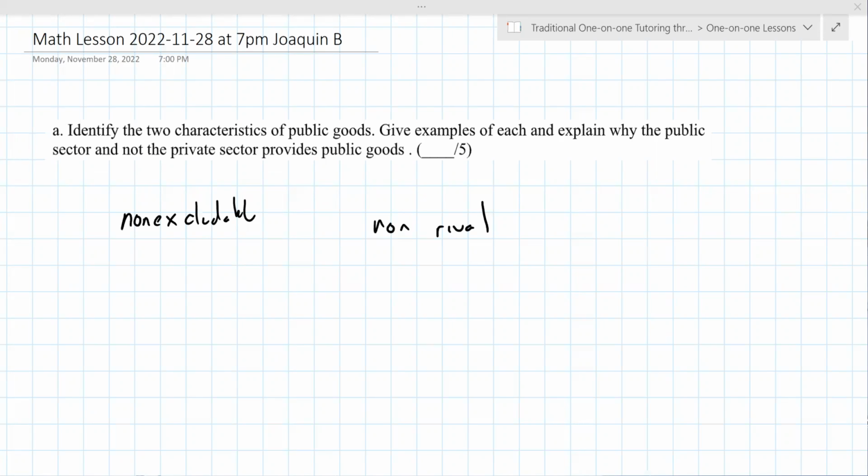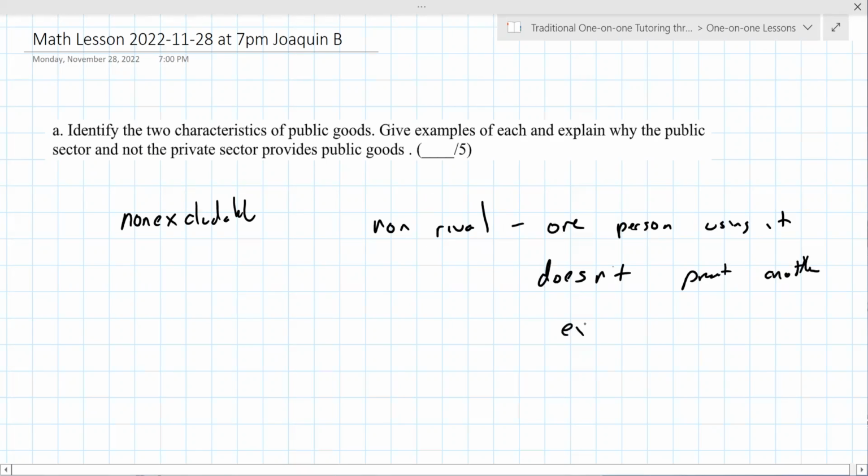So now we can talk about what they actually mean. And you gotta be really careful here. You can't just use your inference skills. So you said you've heard of non-rival, right? Yes. Okay, so non-rival means that one person using it does not prevent another. For example, a park. If you go to the park, it doesn't prevent me from using the park. Okay.